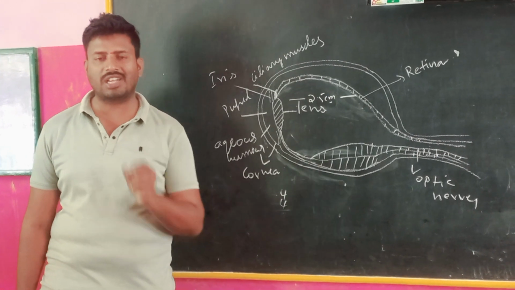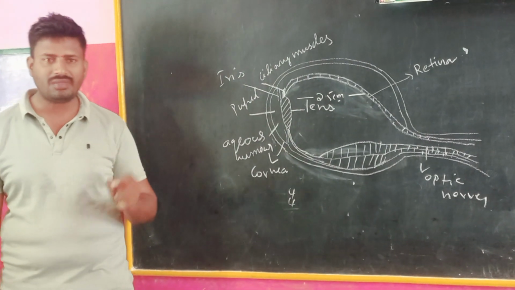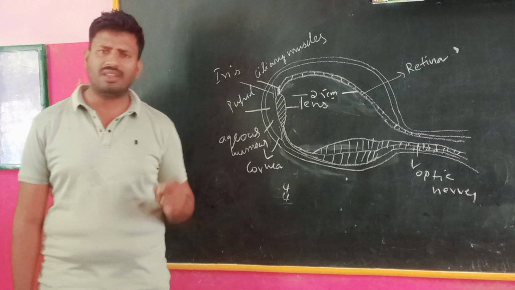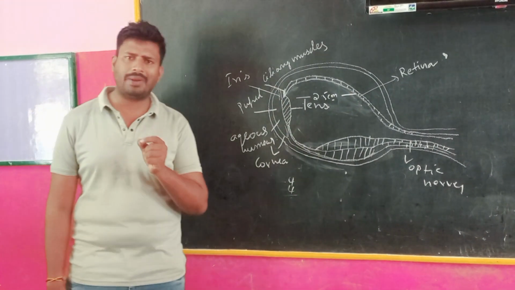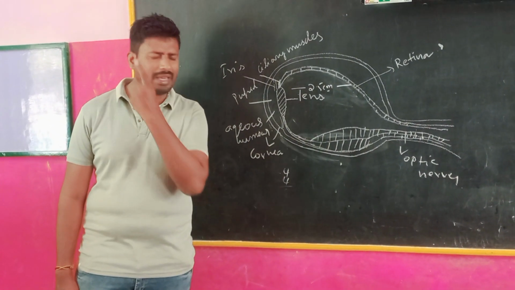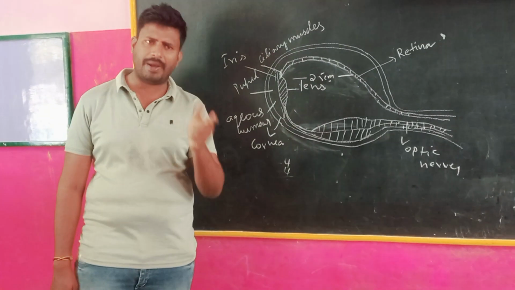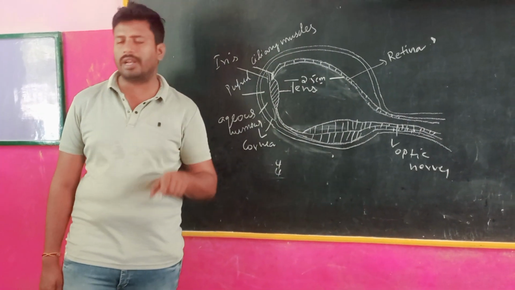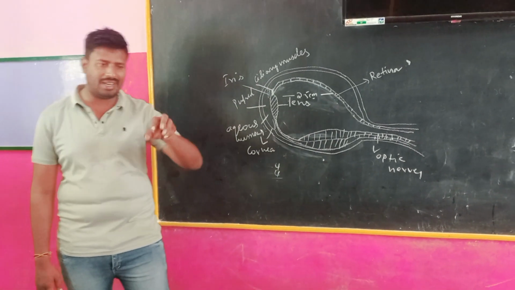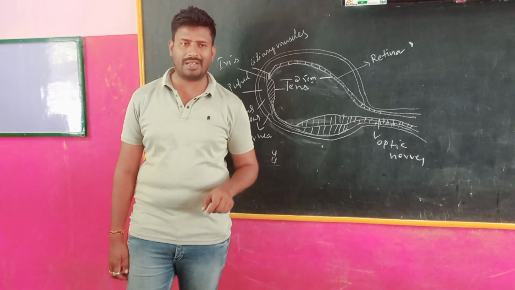Iris is the only colored part in the eye. Inside the iris, there is a black hole. That black hole is nothing but the pupil. In a low light condition, the pupil is expanded. In a high light condition, the pupil is contracted.